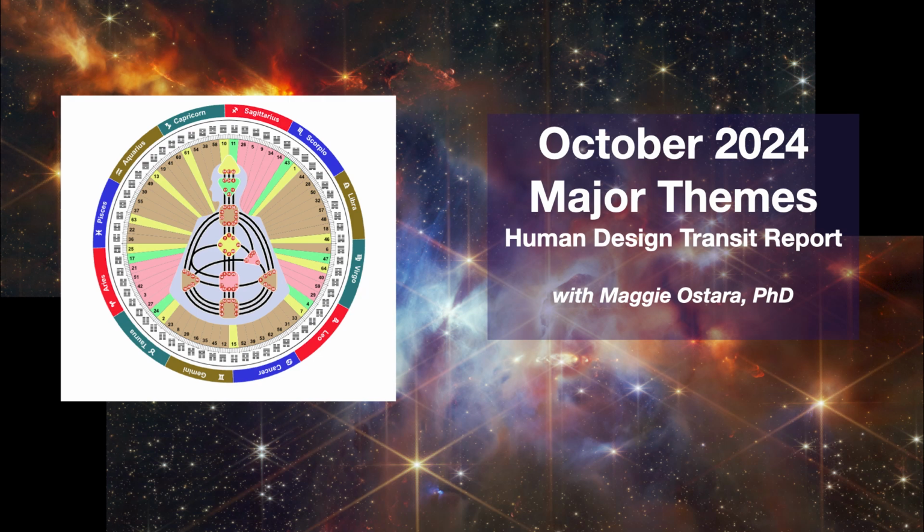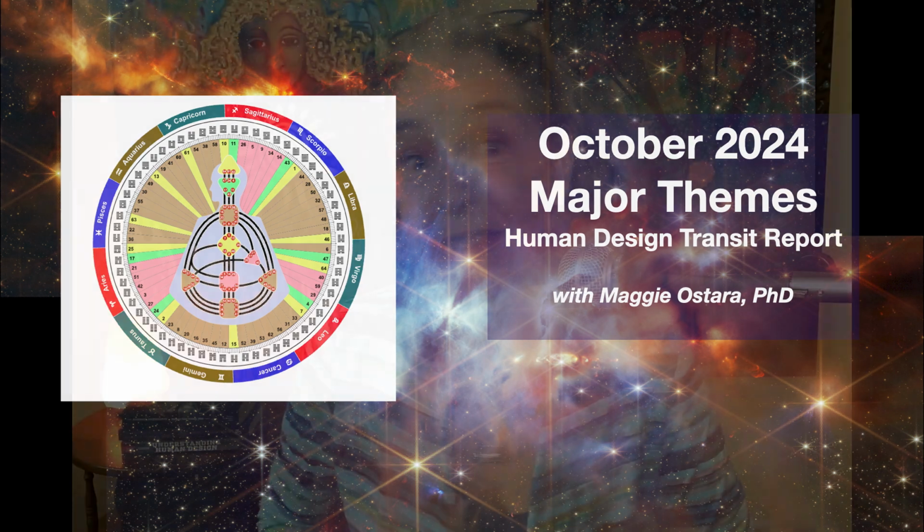Welcome to my October Major Themes Human Design Transit Report. In this video, you'll get to learn about the major elements of the transits of the Sun and Earth and also of the outer planets in the human design system for the month of October.